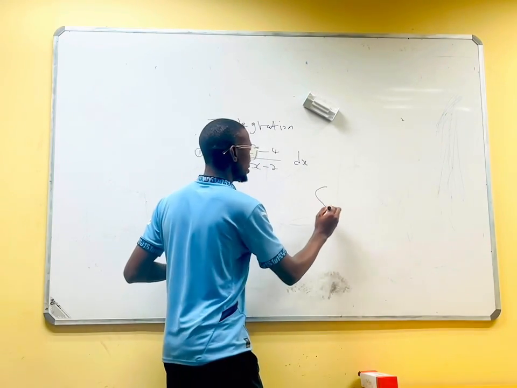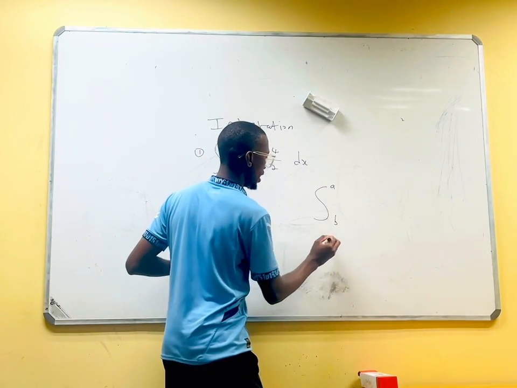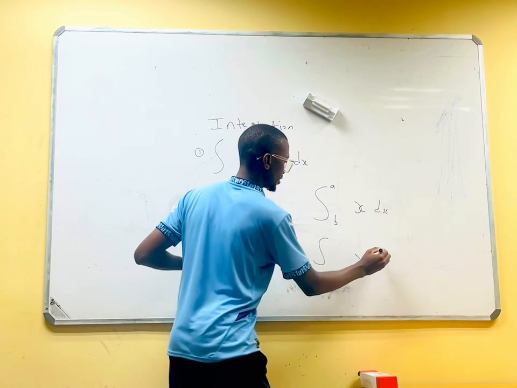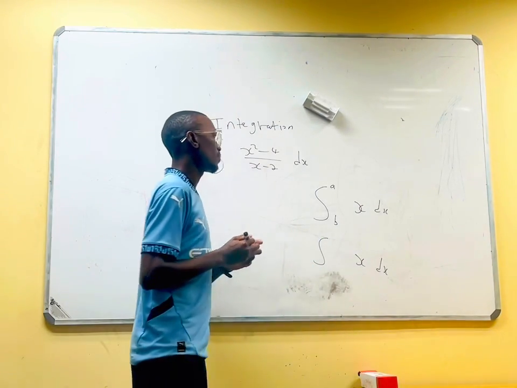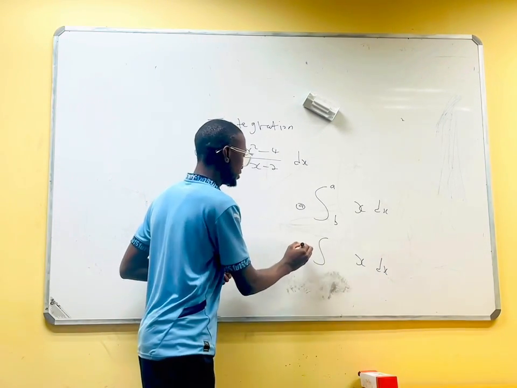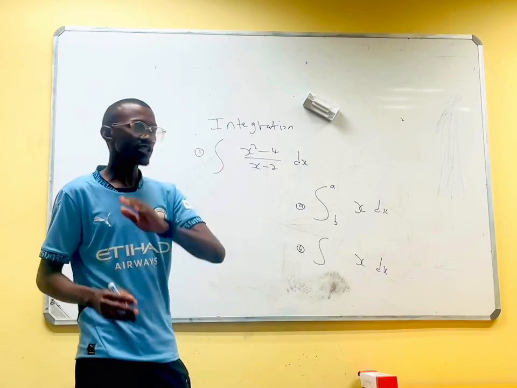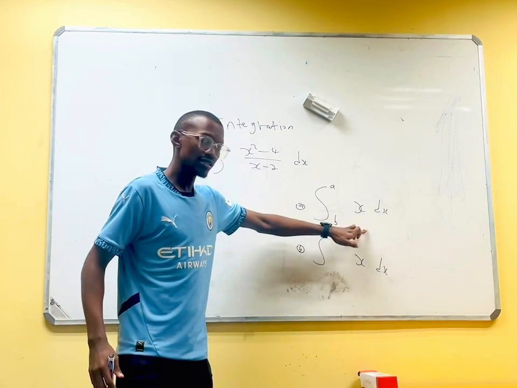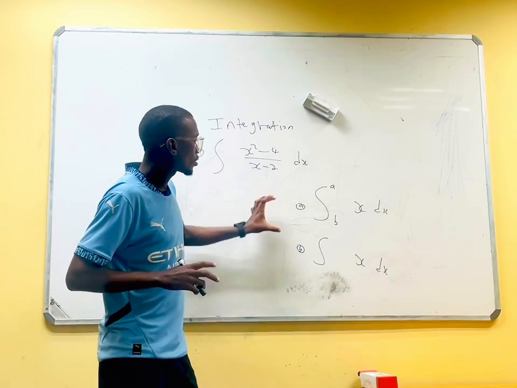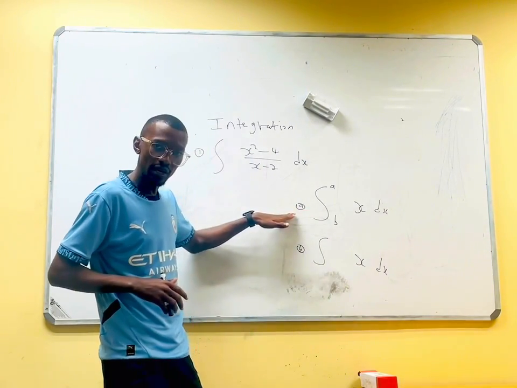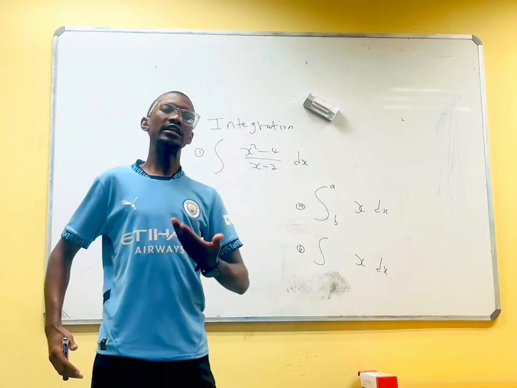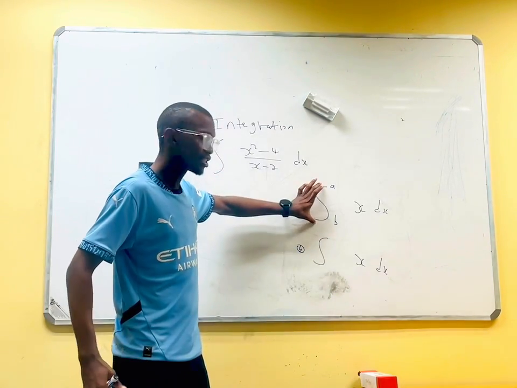We have this part and this. Maybe we could have something like this, and we could also have something like this. You see, there's a difference between A and B. There's a difference between this integral sign and this integral sign, okay? Now, whenever you come across this type of problem, which is your A, we call it a definite integral.